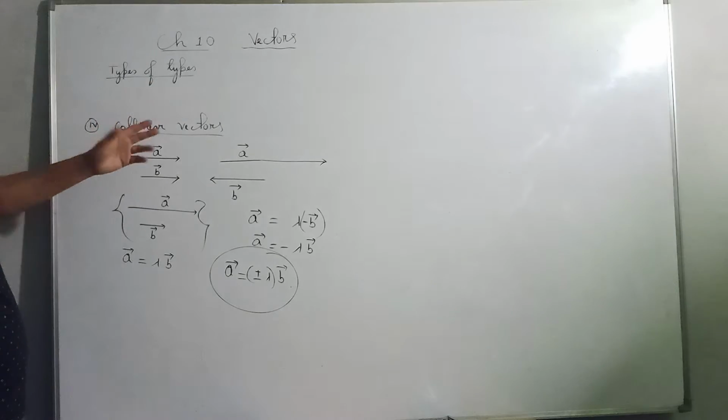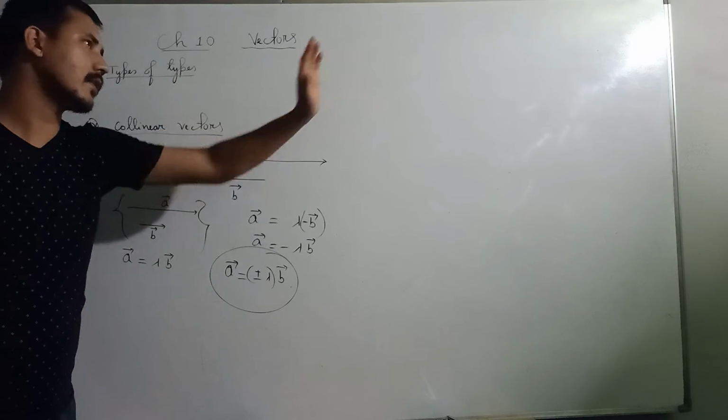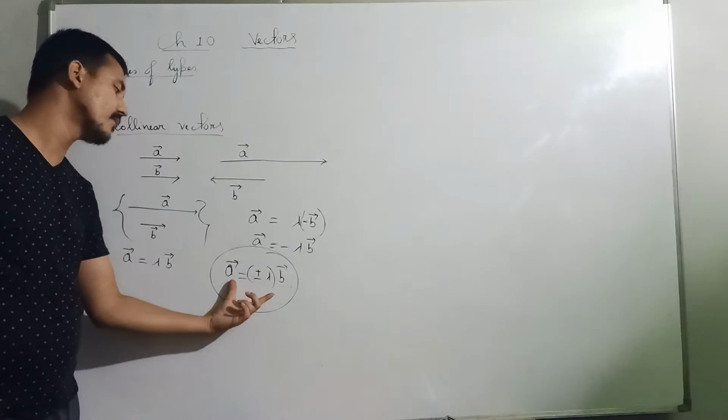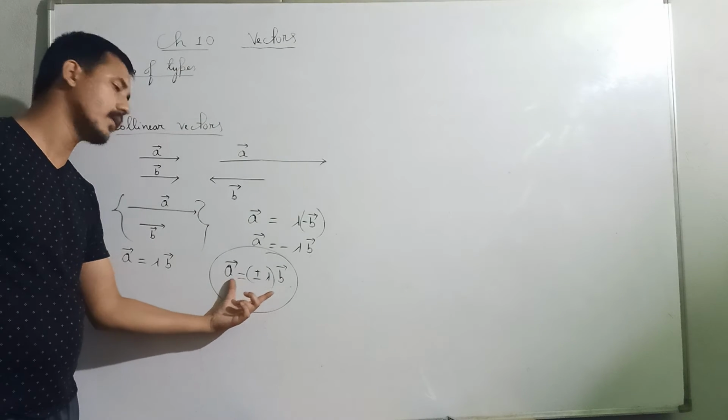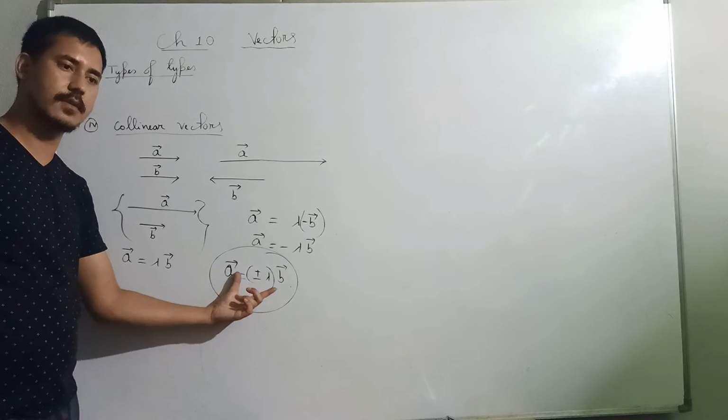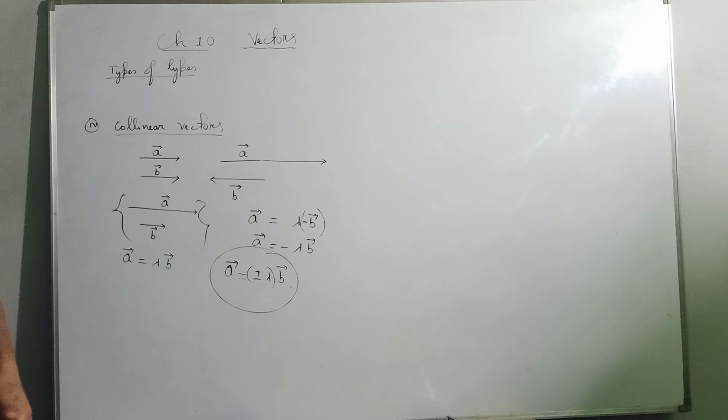So there may be questions like to show that the two vectors are collinear, then you have to satisfy this condition. Is it okay? Yes.